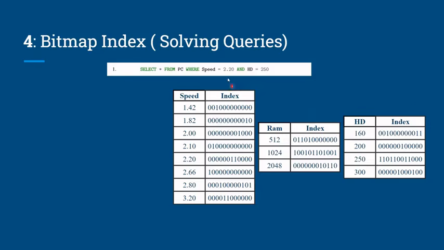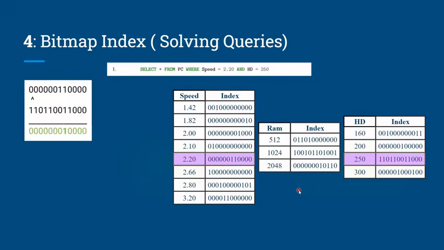So speed equal to 2.2. Where do we have the speed in consideration? In this speed index table. So speed equal 2.2, so it should be this index, right? What about HD? 250. So we go to 250 right there. Then we are ANDing those together. So the bit vector of each would be ANDed together.